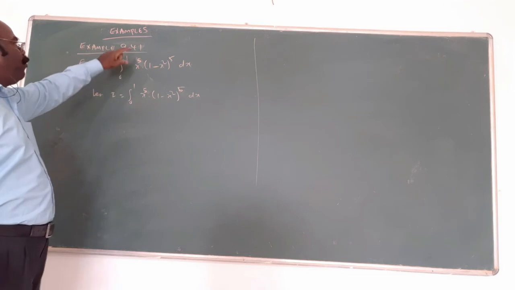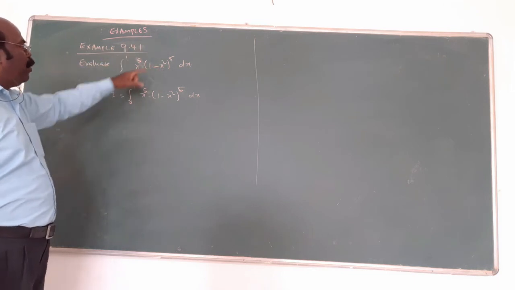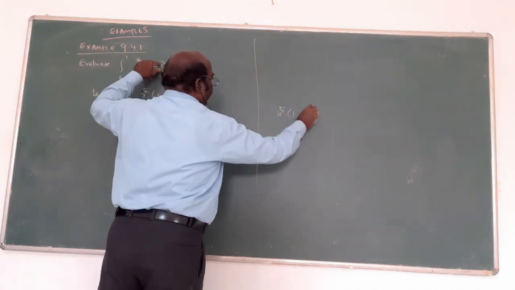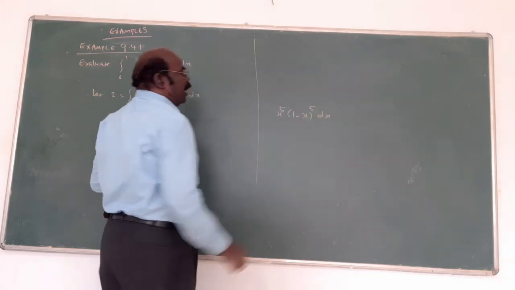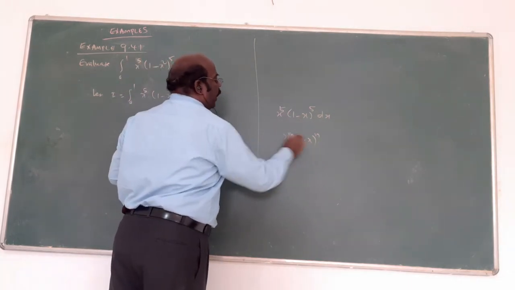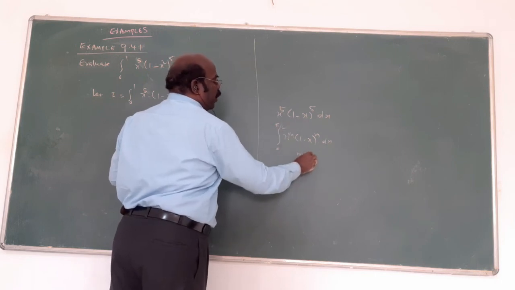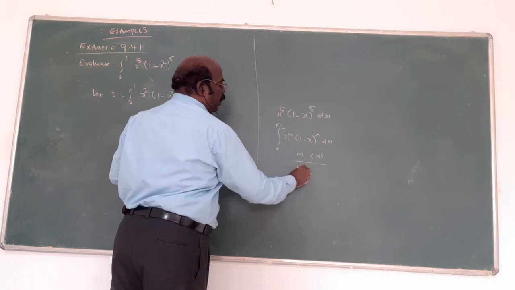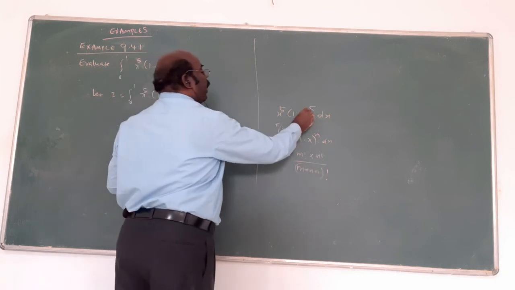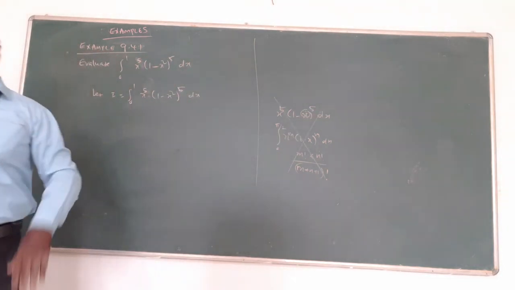Problem 9.41: integral 0 to 1 x power 5 into 1 minus x square whole power 5. Suppose without the square, x power 5 into 1 minus x whole power 5 dx, that is the property. What is the property? x power m into 1 minus x whole power n from 0 to 1 is m factorial n factorial by m plus n plus 1 factorial. But inside the bracket the square is there. Therefore we cannot use the property directly.